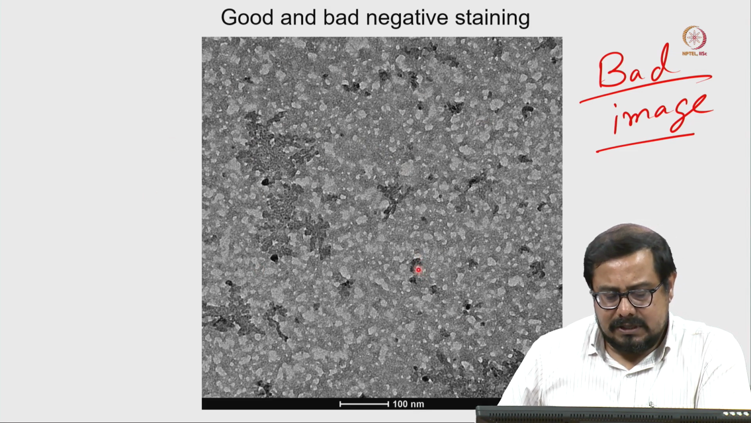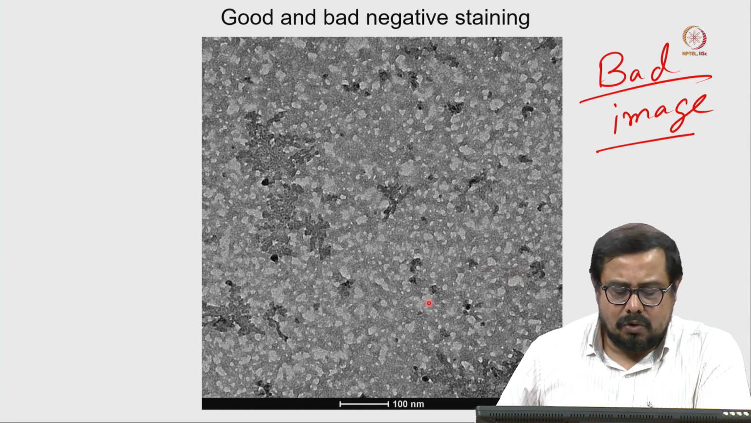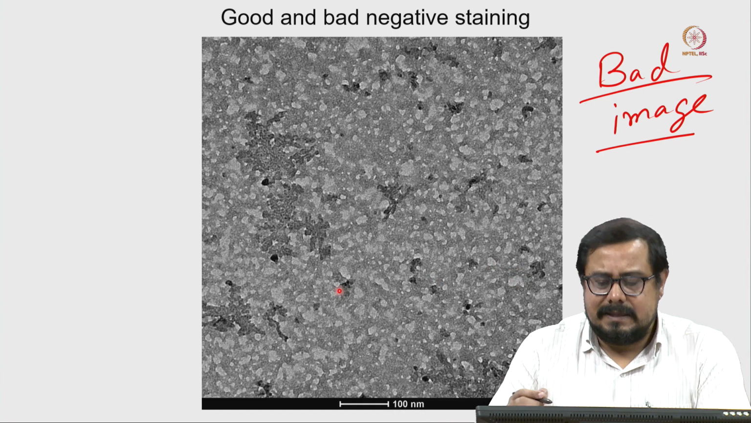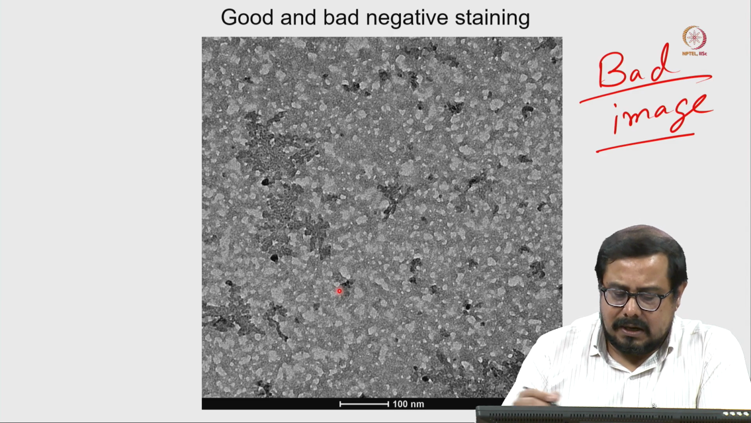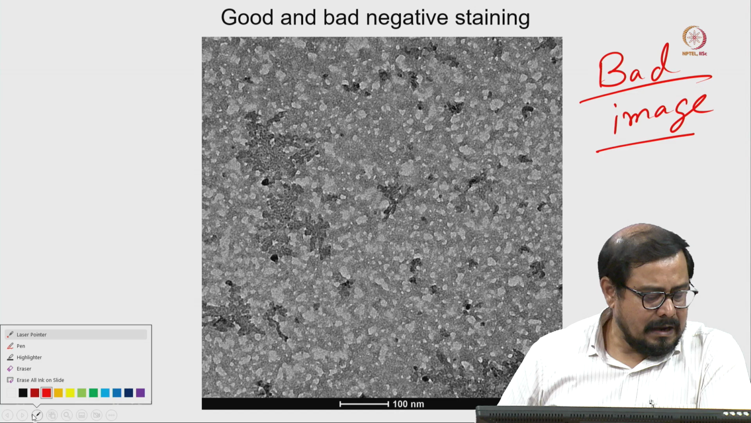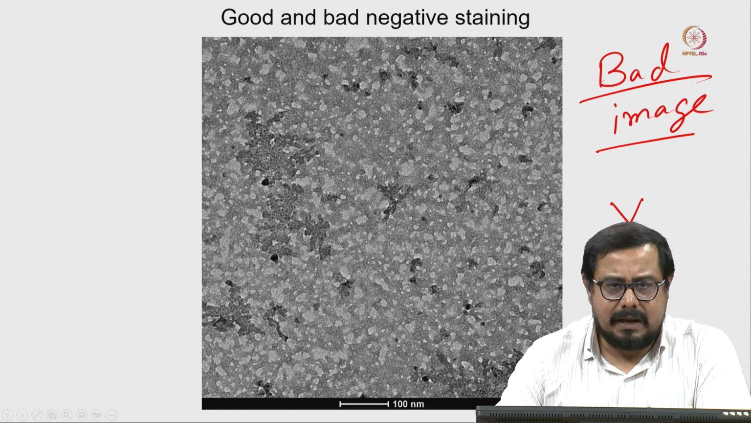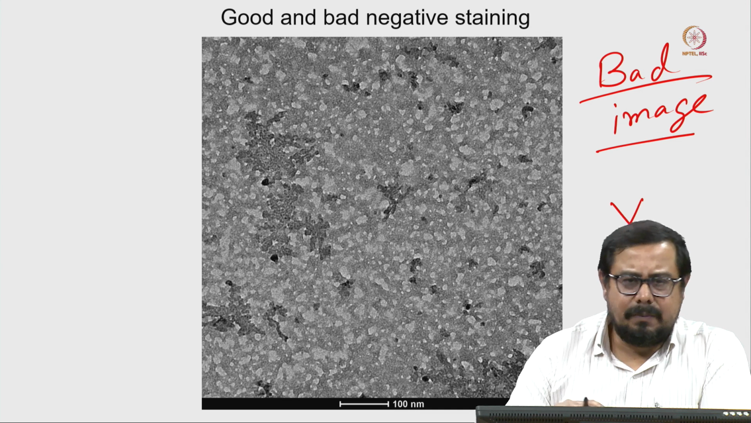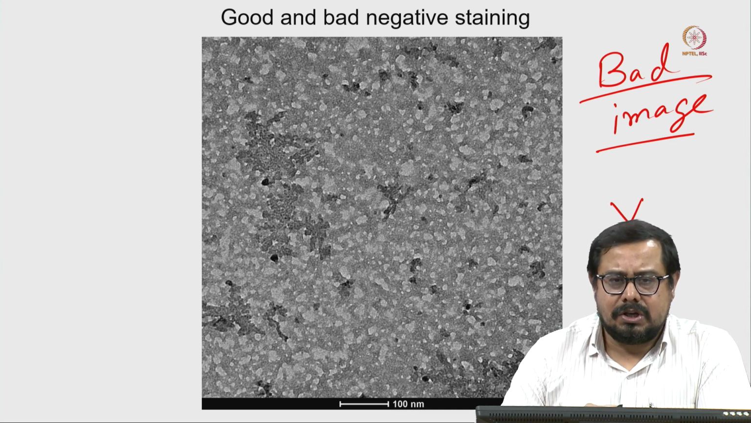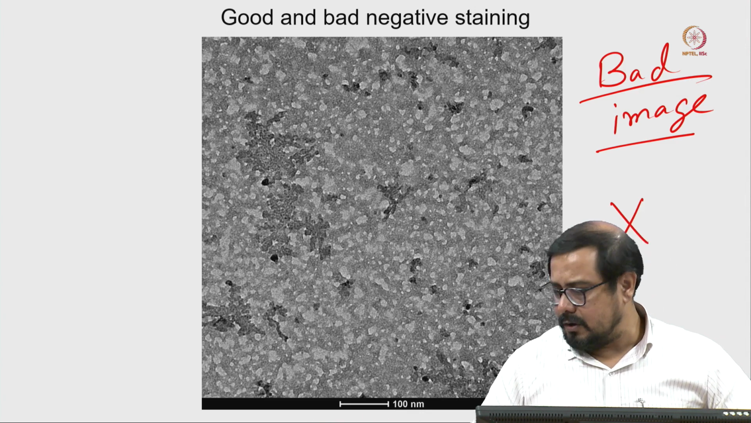This may be a protein, this may be a protein, this may be a protein also. So I am not very sure. For that reason we are considering this kind of image really bad, an image that we don't want to use for any purposes. So if you have this kind of image, we should redo the negative staining. Let us go to the next one.